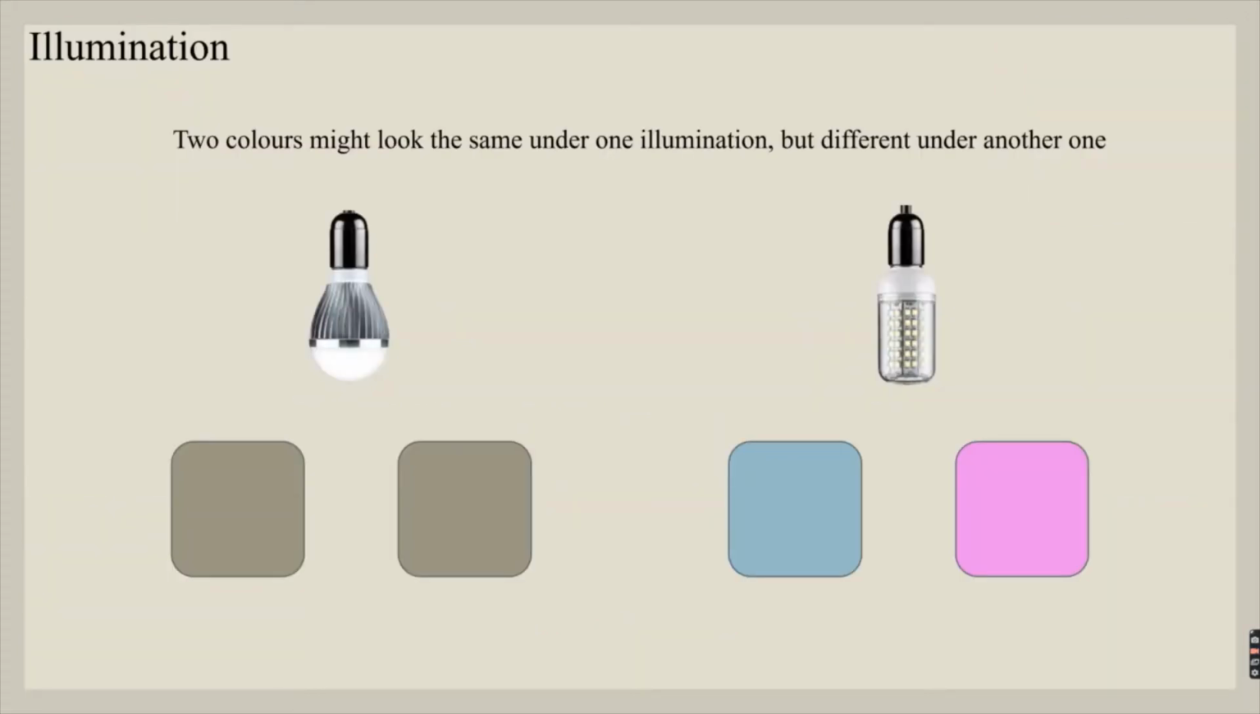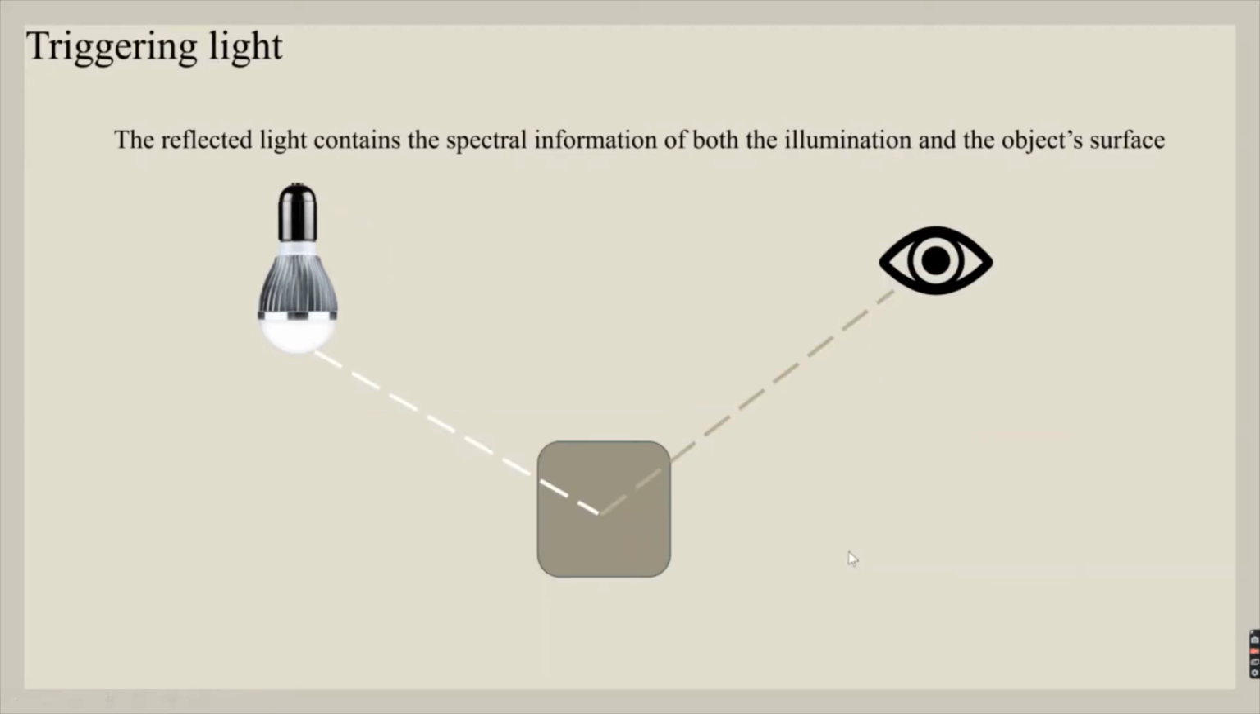The key problem that can arise when specifying object's color is that two patches might be seen as having the same color under one light source, as can be seen here on the left side, but different colors when seen under another light source, as shown here on the right side. Why does this problem happen? Because the reflected light towards our eyes combines the spectral information of the light source and also the surface of the object.